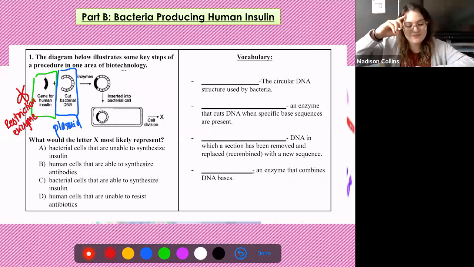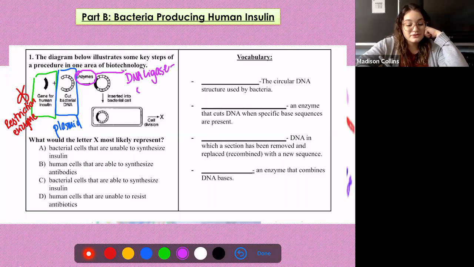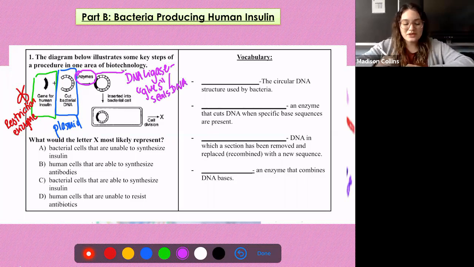Always cutting our DNA. And then we actually used a new enzyme, which I told you about today, to glue together those two pieces, right? That was called DNA ligase. So it glues or seals the DNA. And then we insert that bacteria, that recombinant DNA, into our bacterial cell. But then those cells are going to start to divide and lead to X. So what does that letter X most likely represent?